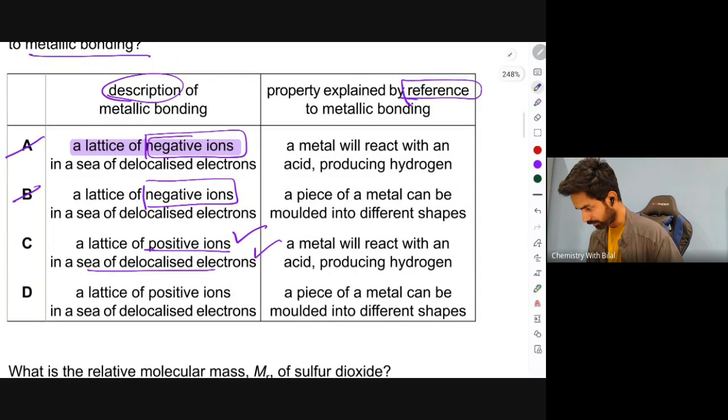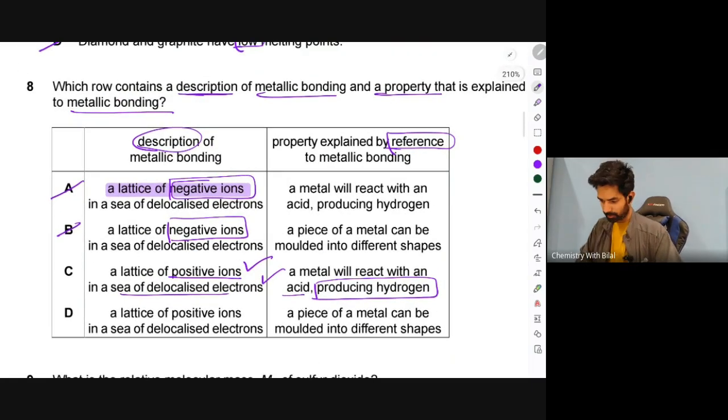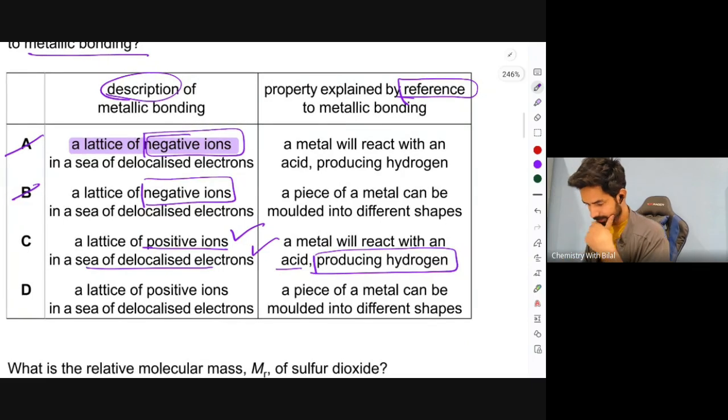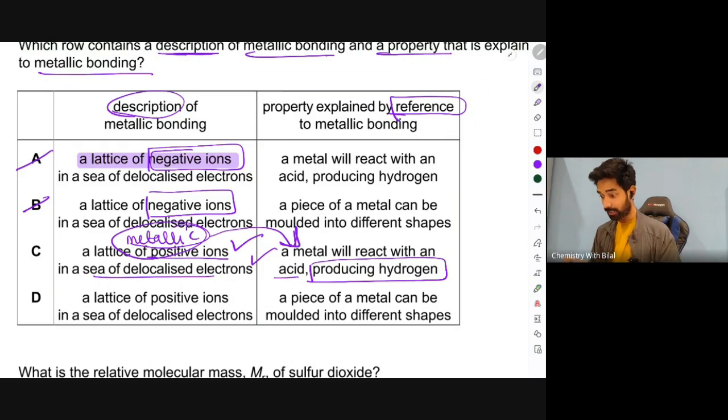Option B: a lattice of positive ions and a sea of delocalized electrons, correct. Option C: a metal will react with acid producing hydrogen gas. So, what do you think? A lattice of positive ions, and a property explained by reference. Wait a second. So this is a property, and this is the metallic bond description. Do you think this description has anything to do with this statement? Do they interlink?